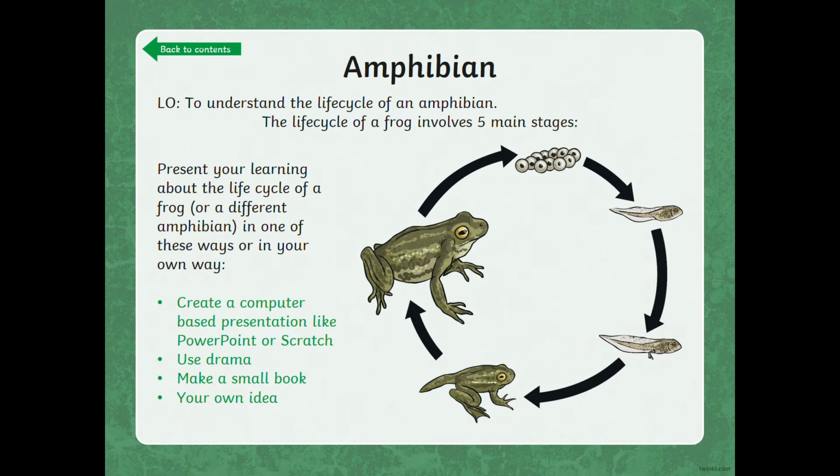So there's the life cycle of the amphibian, from the eggs to the little tadpole that then grows its front legs, hind legs and little tail shortens into the adult frog.